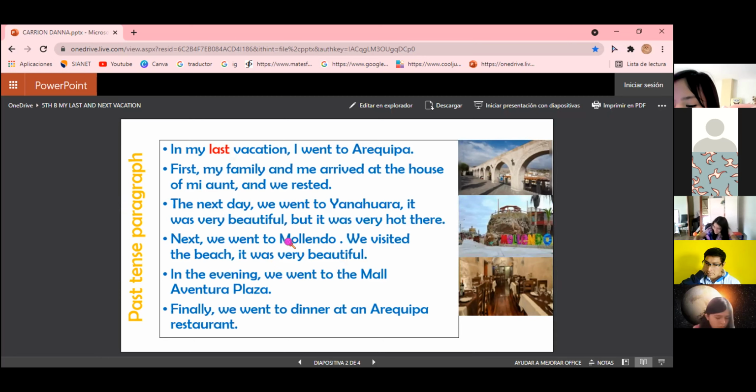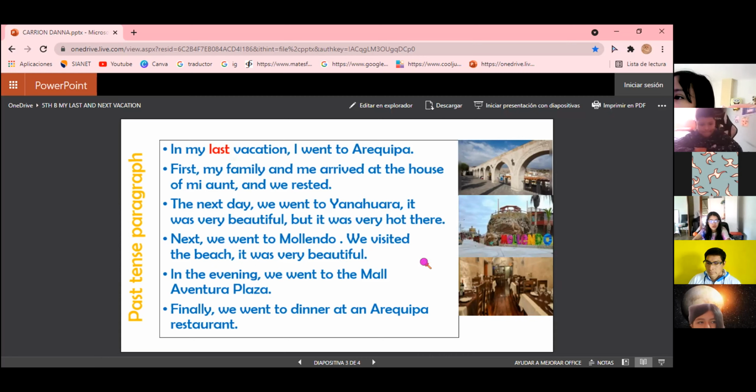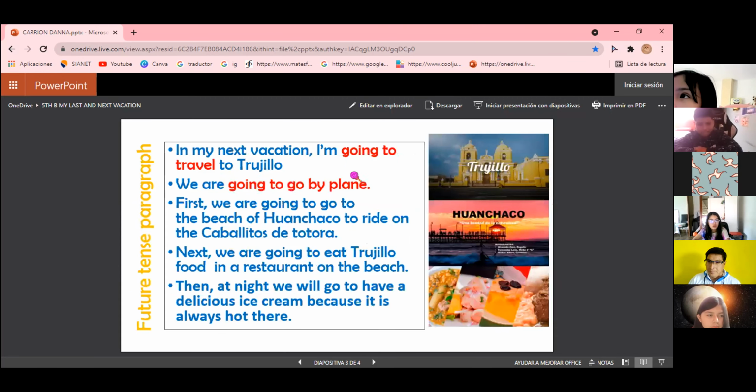We visited the beach. It was very beautiful. In the evening, we went to Mollendo. Finally, we went to dinner at the Arequipa restaurant. In my next vacation, I'm going to travel to Chile. We are going to go by plane. Here I'm going to go by plane.